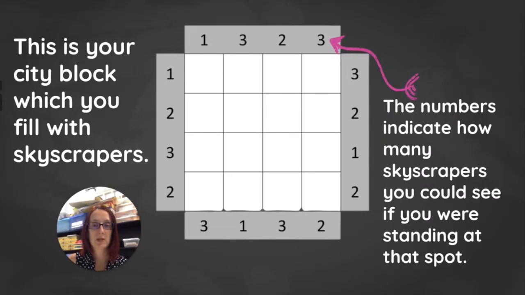This is what the puzzle looks like. This is your city block. Notice that inside there are 16 squares. Your job is to fill all these squares with skyscrapers. There are several rules. Rule 1, each row and each column can only have one of each height of skyscraper. That means one skyscraper that's 4 bricks tall, one that's 3, one that's 2, and one that's 1 brick tall can go in each row and each column, kind of like Sudoku.